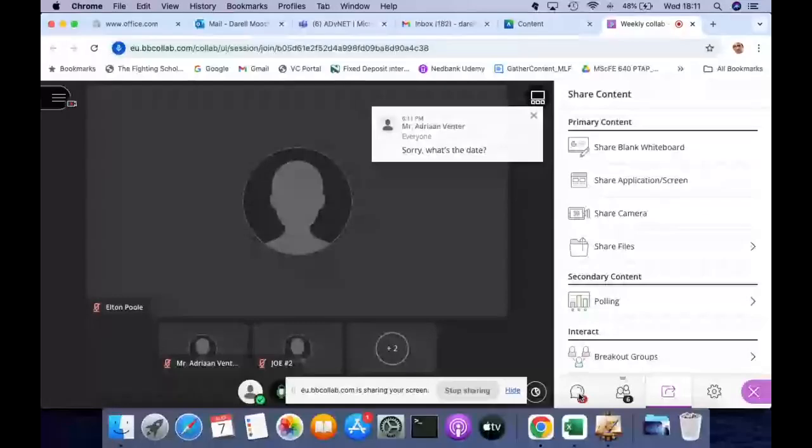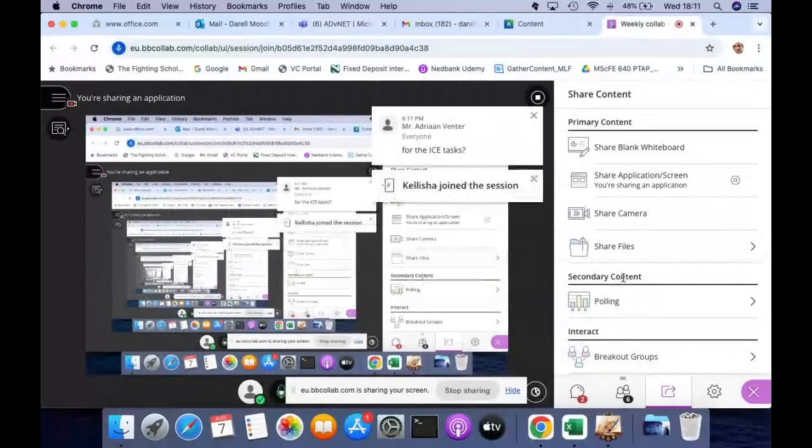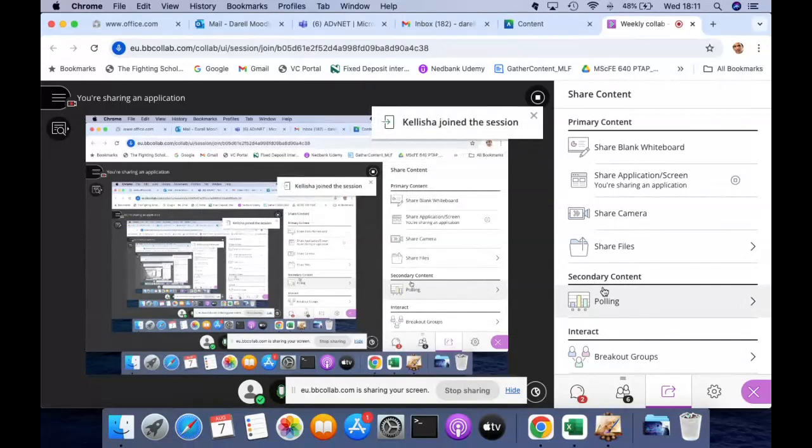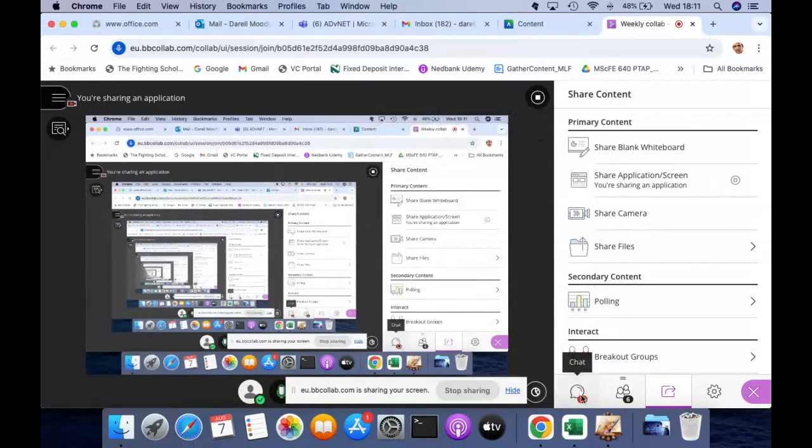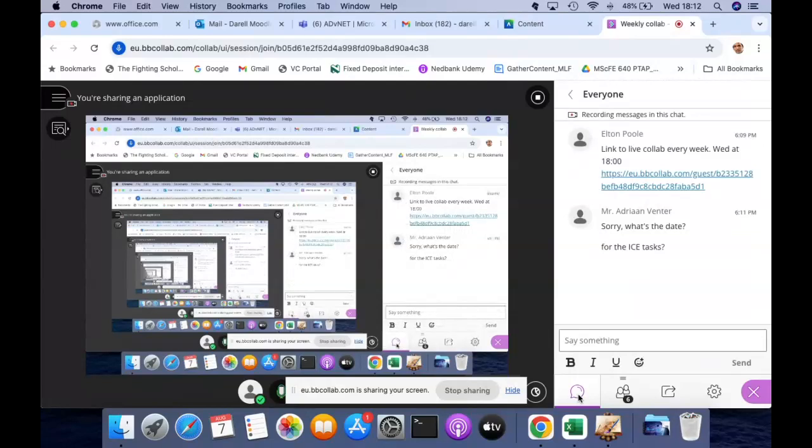Right, so without any further ado, let me start the session today. I'm going to share my screen. Adrian, are you talking about the date for the ICE tasks? I'll confirm that. It's somewhere in October, but I will confirm the exact date once I put the test up.